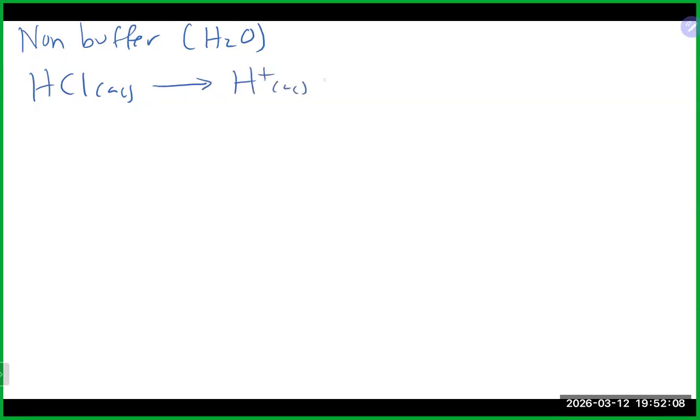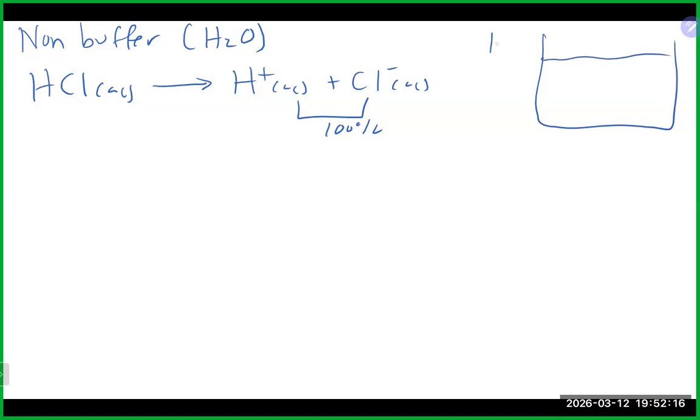Let's start with a non-buffer solution, which is our good friend water. Yeah, water is not a buffer. And if you took some hydrochloric acid and added it to water, because hydrochloric acid, once again, is a strong acid, it is going to 100% break apart into H plus and Cl minus, 100%. That means if you look at your beaker that you just added the HCl to, the water, you're going to have nothing in there but H pluses, basically, and Cl minuses.